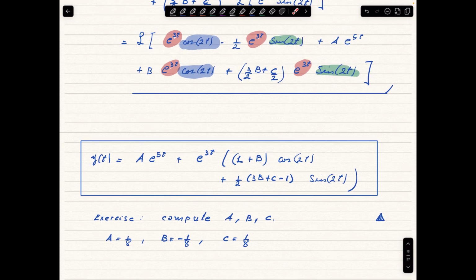So this is how we use Laplace transforms to find solutions of second-order linear differential equations with constant coefficients, either homogeneous or non-homogeneous. This is a good place to stop.